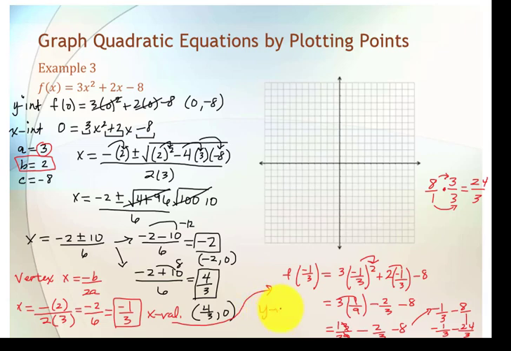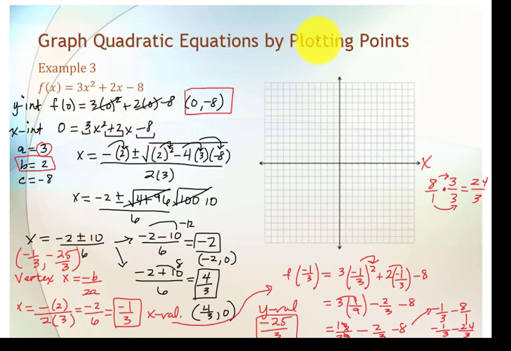So I'm going to write my y value is minus 25 thirds. When I put the ordered pair together, I'm going to have minus 1/3 for the x value and minus 25 thirds for the y value. Now we're ready to plot all of the ordered pairs that we generated.